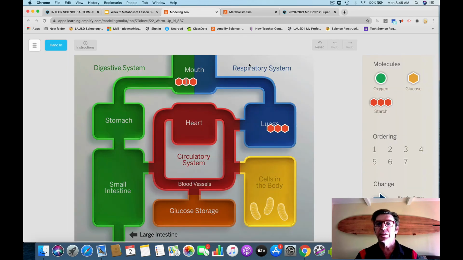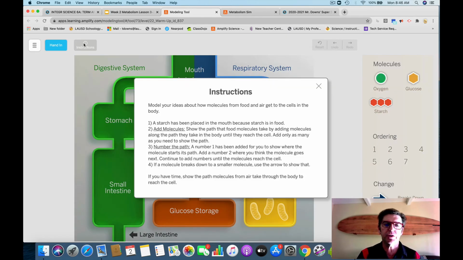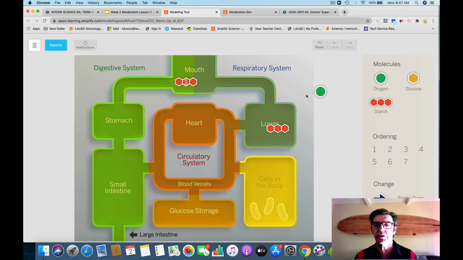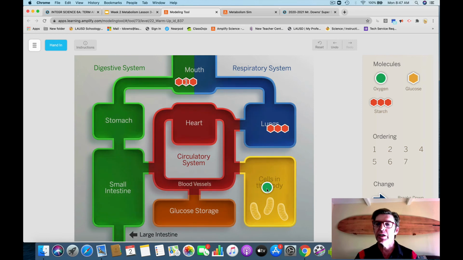Click here. Remember, once again, you might have to log in to our beautiful Amplify Interactive. And so here are your instructions if you need help. But what are we doing before we hand this in? We're showing what happens and what gets into the cell. We want to show what gets into the cell. So notice this. Does oxygen go into the stomach? Maybe. Mouth? Maybe. Lungs? Maybe. Cell? Maybe. You tell me. So we need to set this up.